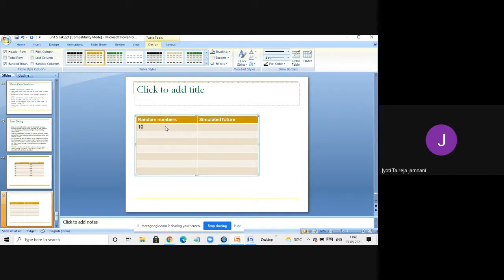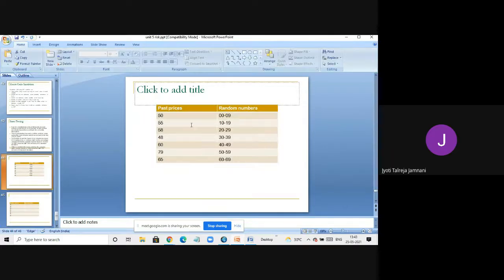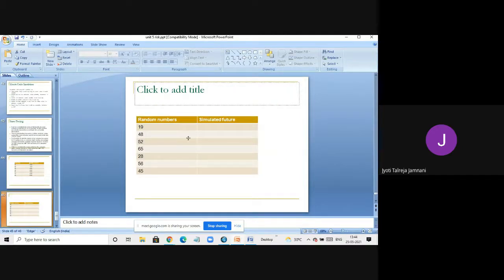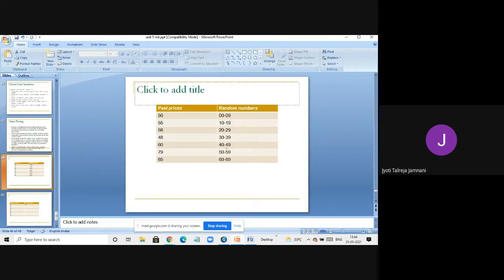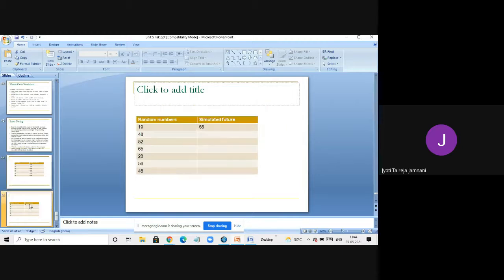So suppose the random numbers are 19, 48, 52, 70. We have till 69, no? So I'll take within that only 65, then 28, 56, and 45. So if these are the random numbers, now the random number 19 comes when the price is 55, so 10 to 19. So 55 will be the price for the first day. Similarly, the next random number is 48. So we will check where is the random number 48. From 40 to 49, the price is 60. So like this, you simulate the prices. You're finding the future prices.